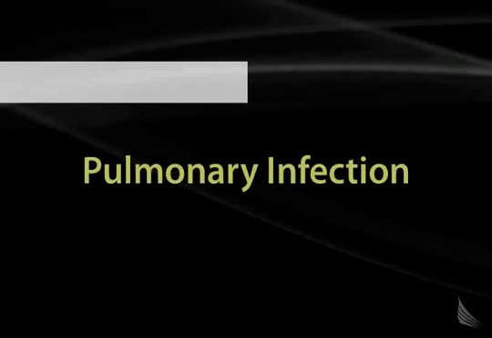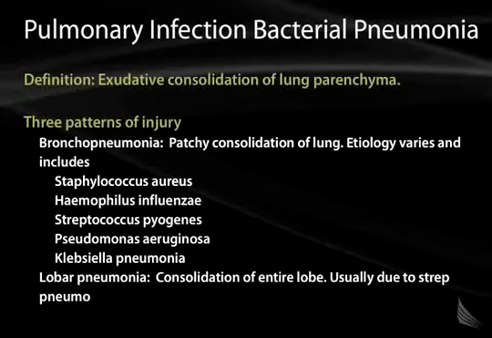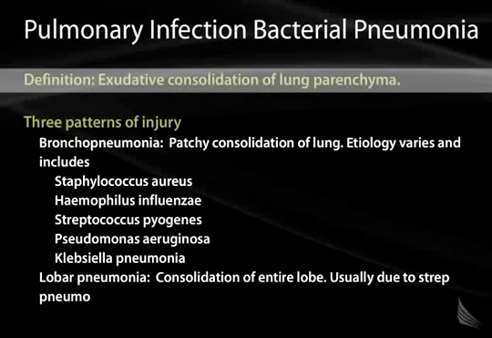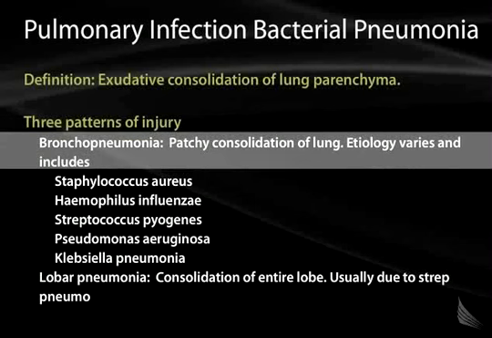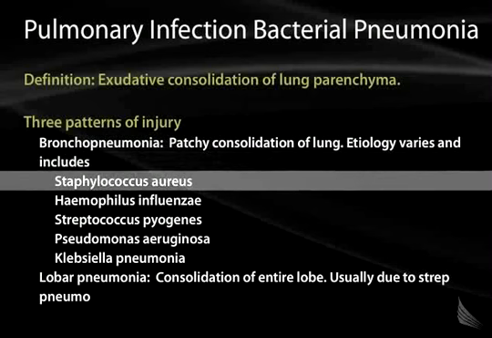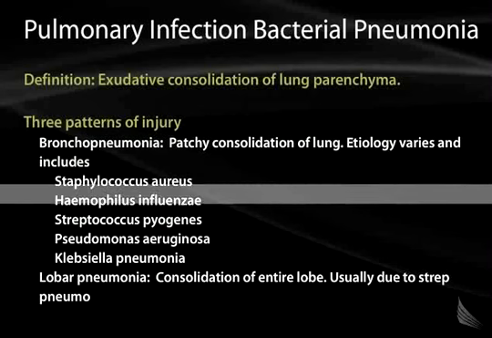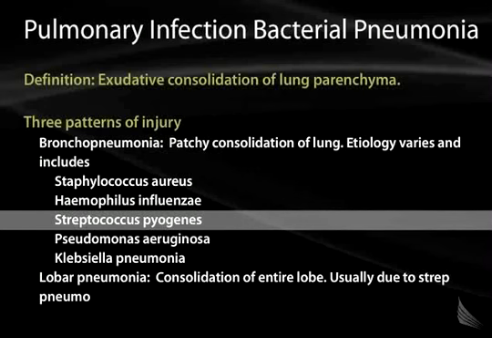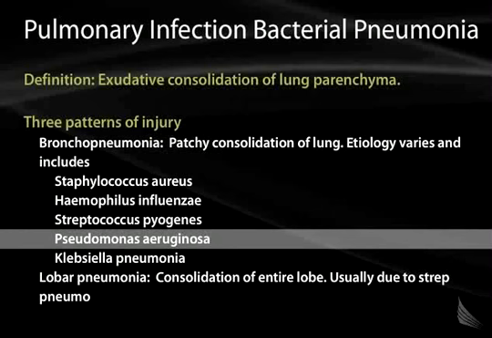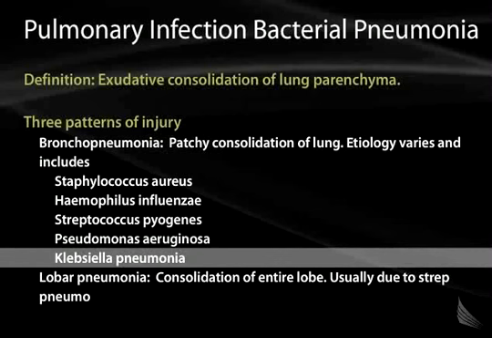Pulmonary infections. With a bacterial pneumonia, you have to realize that it's an exudative consolidation of lung parenchyma, meaning there are several different kinds of disease patterns. With bronchial pneumonia, you're going to have a patchy consolidation of the lung. The etiology normally includes Staphylococcus aureus, Haemophilus influenzae, Streptococcus pyogenes, Pseudomonas aeruginosa, or Klebsiella pneumoniae.